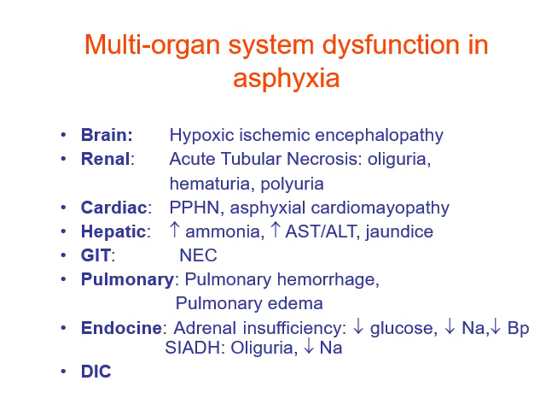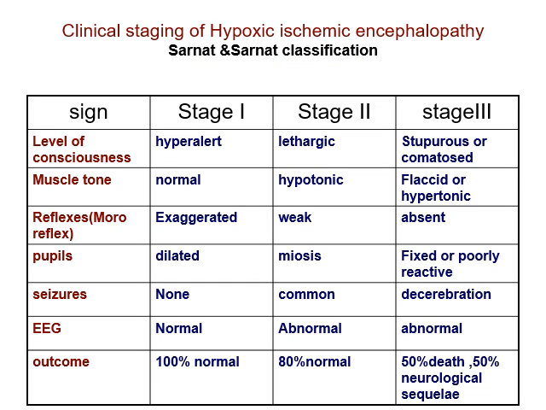Disseminated intravascular coagulation can occur secondary to hypotension, asphyxia, and hypoxia. These are the main affection of all the systems in the body.